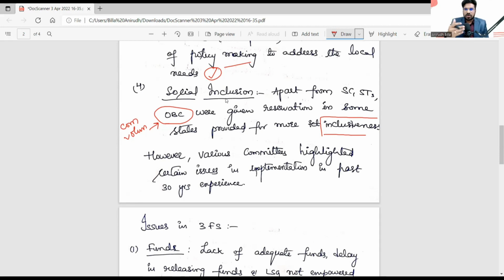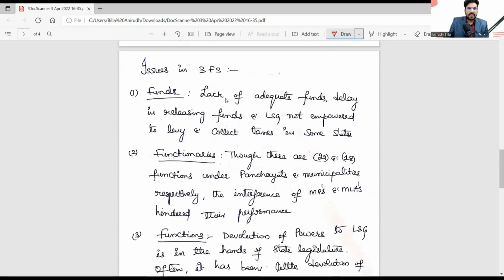Now the question asked us to critically examine. Now we have written the pros. Now we need to write the cons. Let us see now. However, various committees highlighted certain issues in implementation in the past 30 years of experience. We implemented it in the year 1992. Since then, we have seen many changes. In that, some committees have recommended on certain issues. These are common issues, that is the 3F issues. Everybody knows, right? Funds, functionaries, and functions.